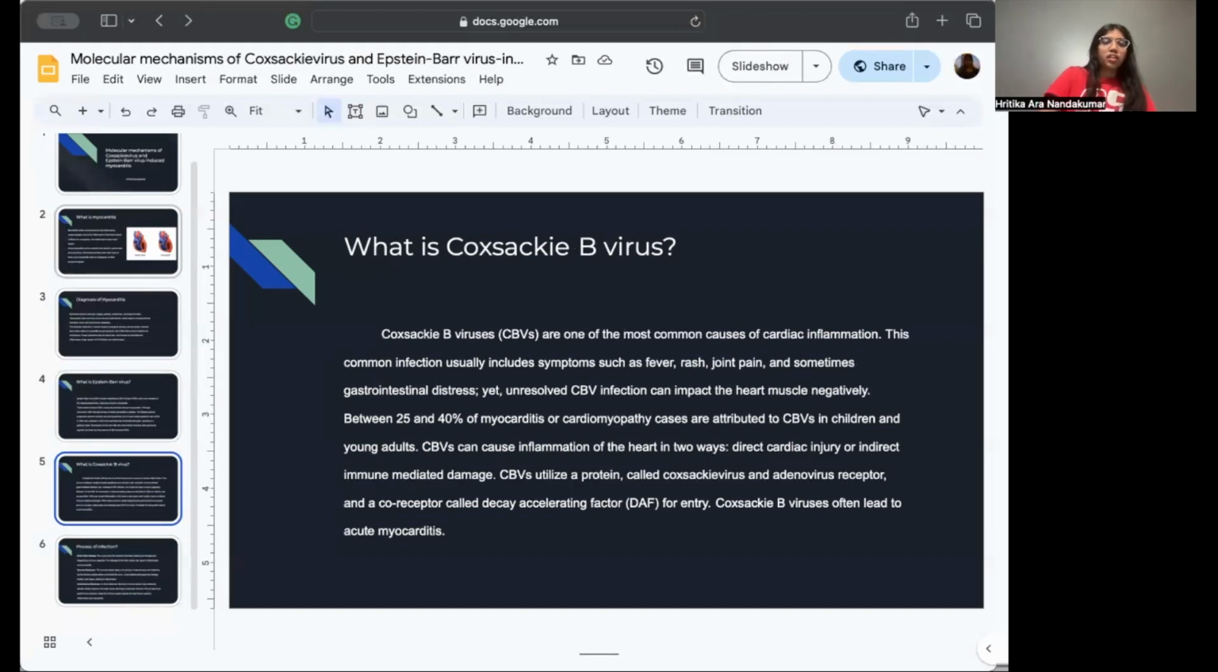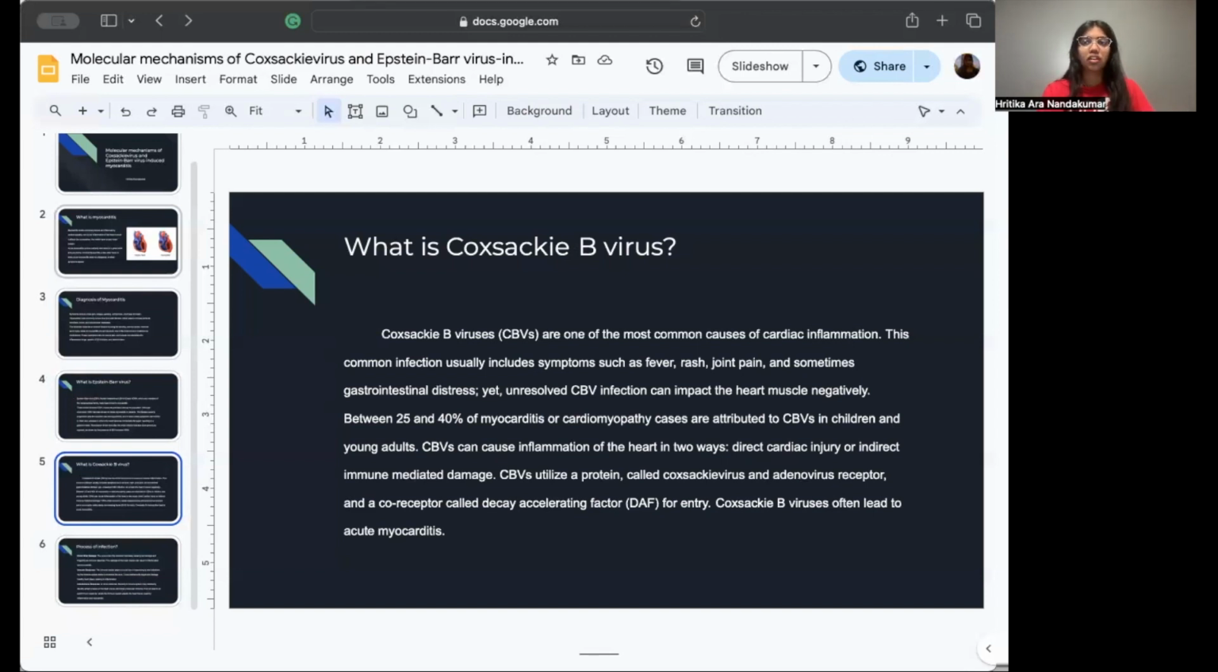So what is a Coxsackie virus? The Coxsackie virus is one of the most common causes of cardiac inflammation. This common infection usually includes symptoms such as fever, rash, joint pain, and sometimes gastrointestinal distress. Yet, unresolved CBV infection can impact the heart muscle negatively. Between 25 and 40% of myocarditis or cardiomyopathy cases are attributed to CBVs in children and young adults.